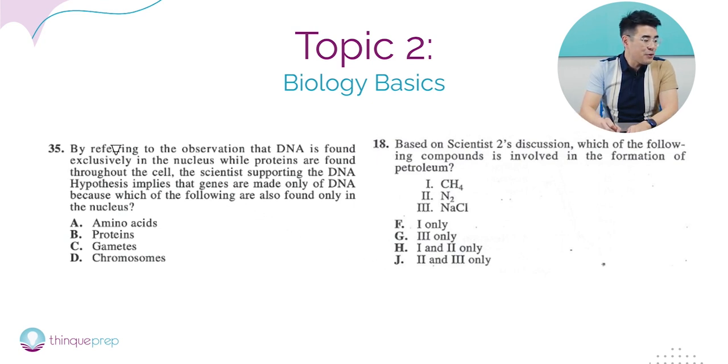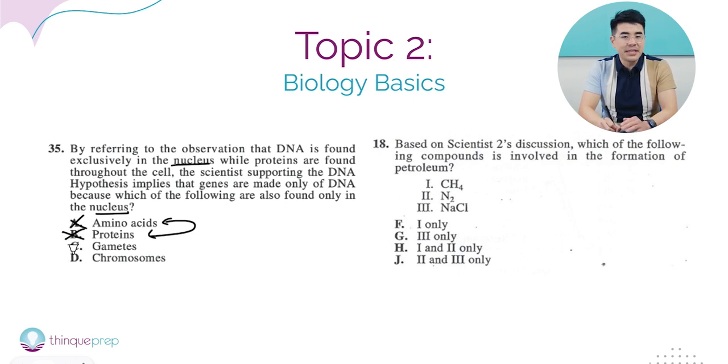So it says, by referring to the observation that DNA is found exclusively in the nucleus, while proteins are found throughout the cell, the scientists supporting the DNA hypothesis implies that genes are made only of DNA because which of the following are also found in the nucleus? So it says proteins are in the cell, right? And we know that proteins and amino acids are synonyms from a second ago. So they're actually both wrong. And then C says gametes. Gametes are sex cells, so cells cannot be found in the nucleus. So then we have chromosomes, right? So here chromosomes are the thing found in the cell.